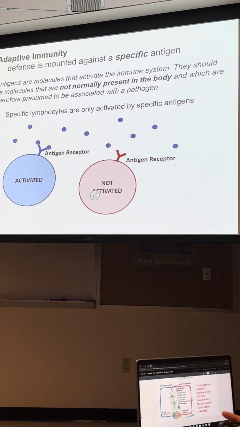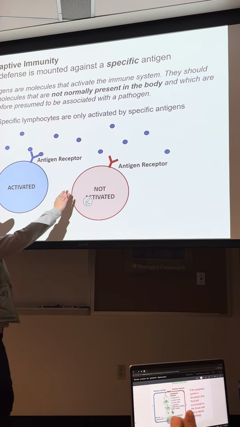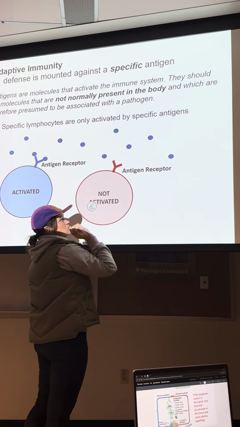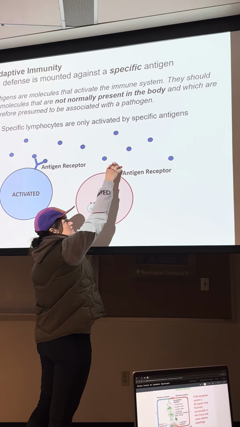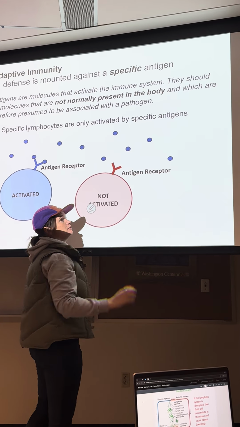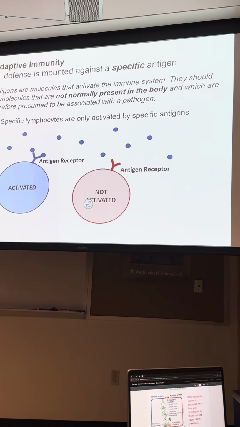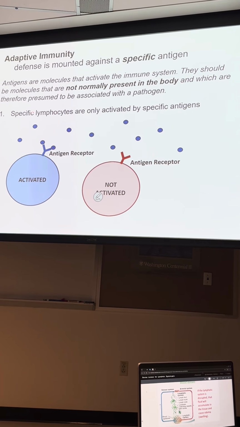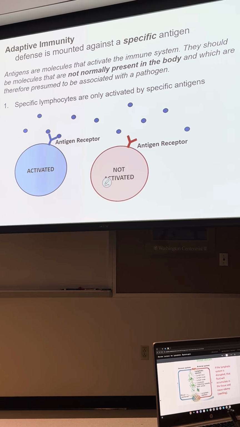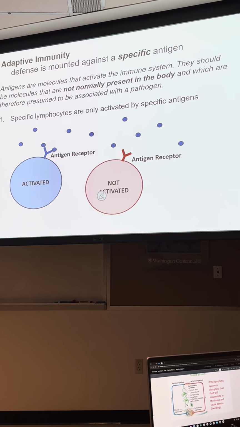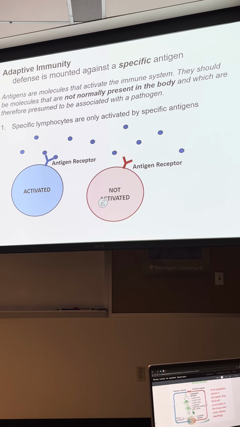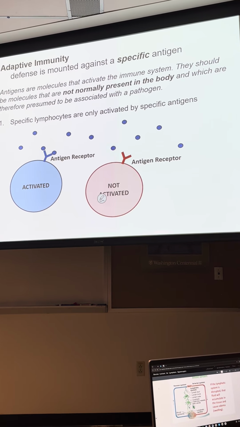Remember, an antigen is that thing on the outside of a cell, because they're just there for recognition, right? It's just sitting outside, and if your body doesn't know it, it's going to activate a response. They are molecules not normally present in the body, and so they're presumed bad. Your body thinks of this as bad.